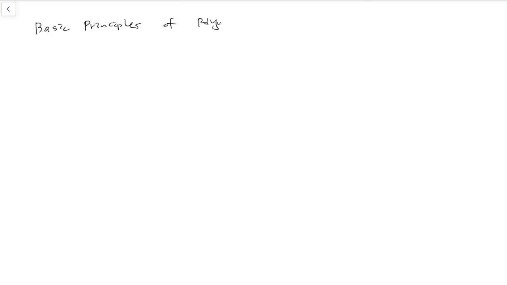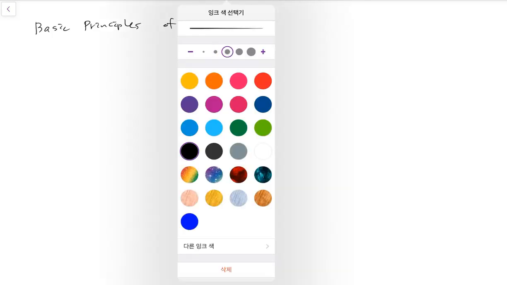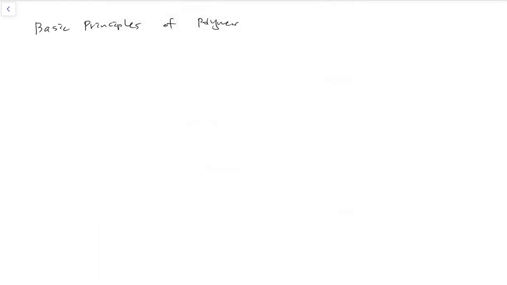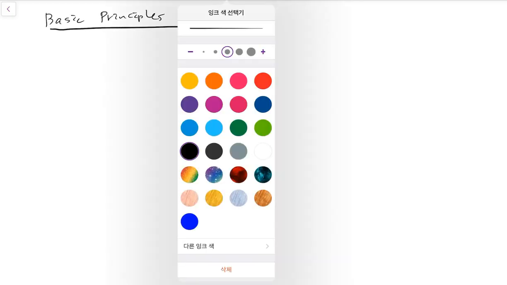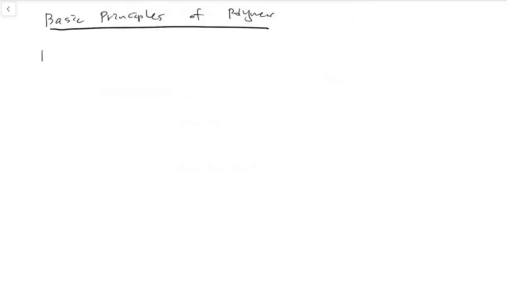Okay, basic principles of polymers. In this class, first we'll learn about what polymers are. So what exactly is a polymer?